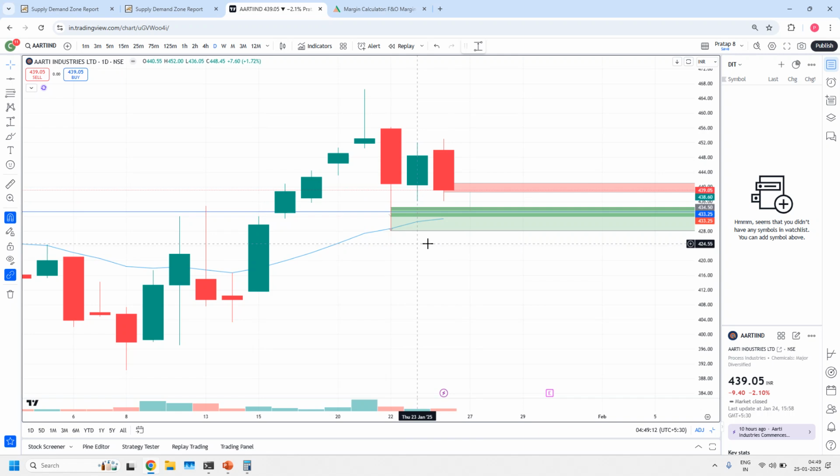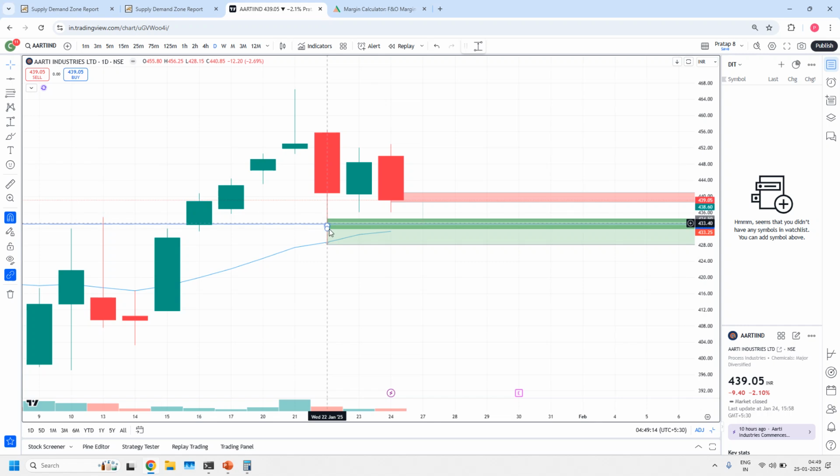But here you have a danger. What is the danger? Suppose there is one more 15 minute zone below.